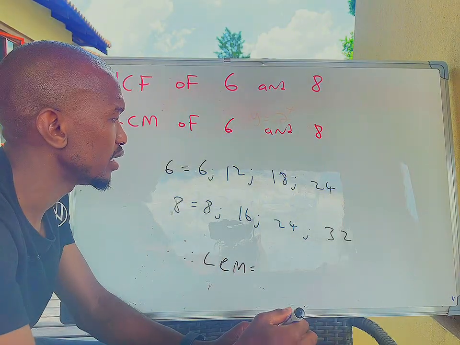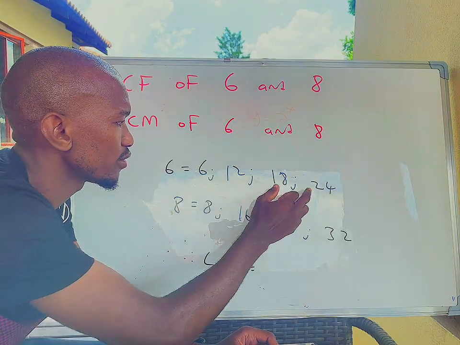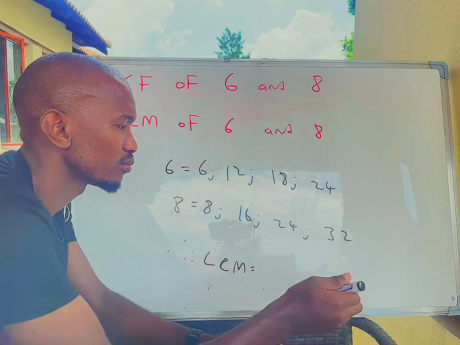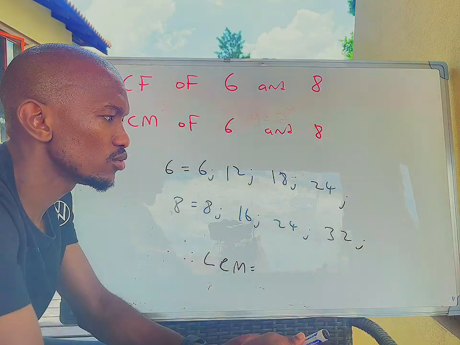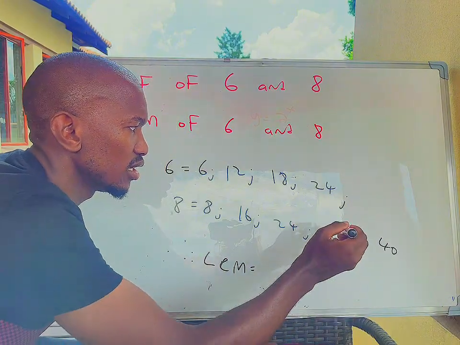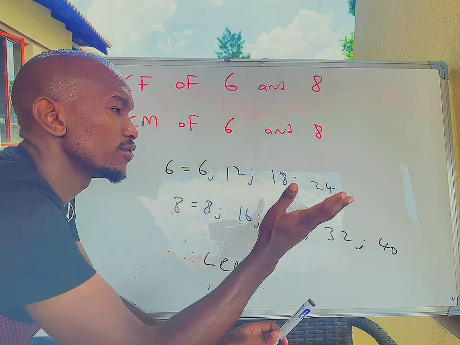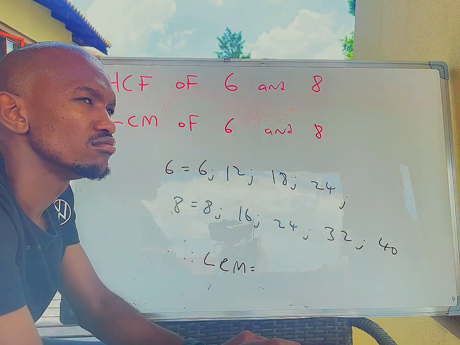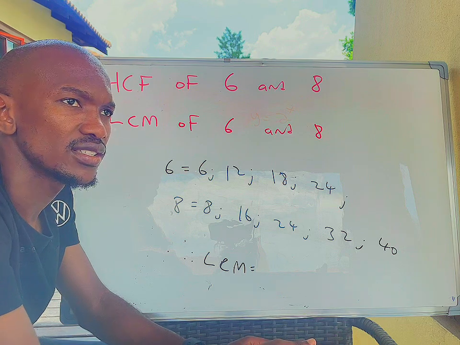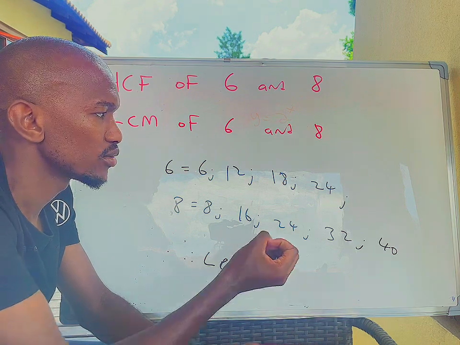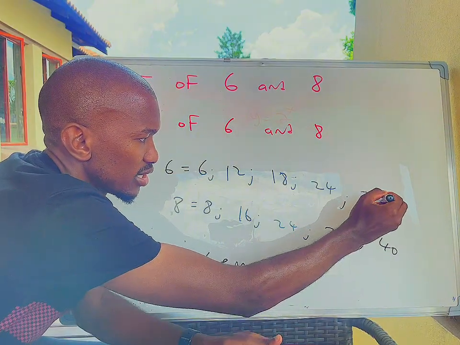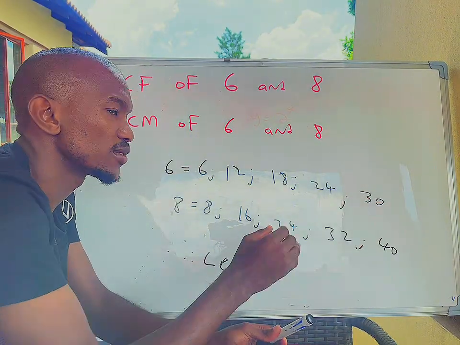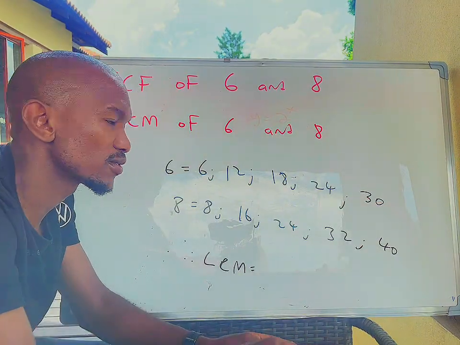And then let's write how many numbers? 1, 2, 3, 4. 1, 2, 3, 4. Let's write 5. And then move from 32. I think you're going to have 40. And then you move from 24 by 6, and you get your 30: 25, 26, 27, 28, 29, 30. You see, you get your 30. So this is how you find the multiples of 6. And this is how you find the multiples of 8.